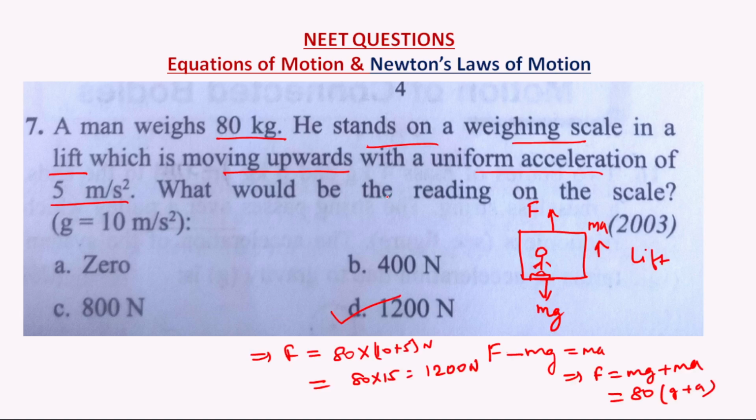Question number 7. A man is standing on a lift on a weighing scale and his weight is 80 kg and the lift is moving upward. Acceleration is also given, 5 meter per second square. Again we made the free body diagram and we found the reading on the scale is 1200 Newton.